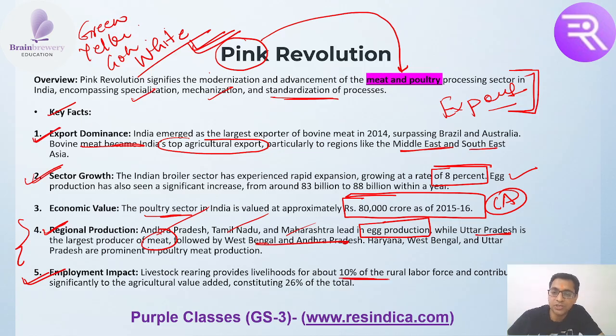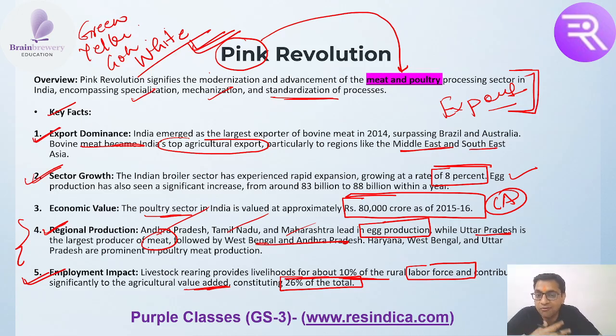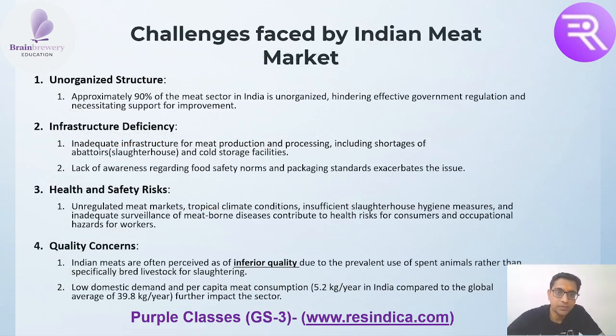10% of the rural population labor force is being provided value added services. Around 26% of the total livestock sector, so around 10% of the labor force is specifically engaged in producing the value addition under this whole process. But there are some challenges related to the Indian meat market. First of all, it is unorganized. 90% of the market is unorganized, so it is lacking government regulation, and that is why there is a need for proper organization, like agriculture commodities. This also needs organization properly.